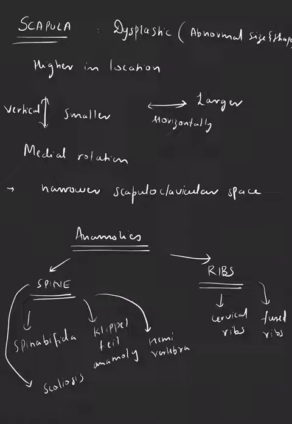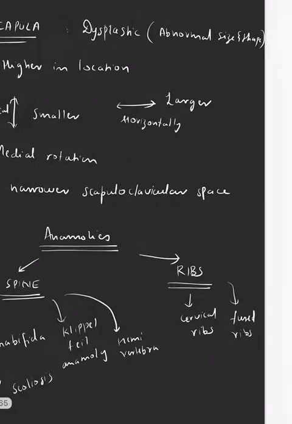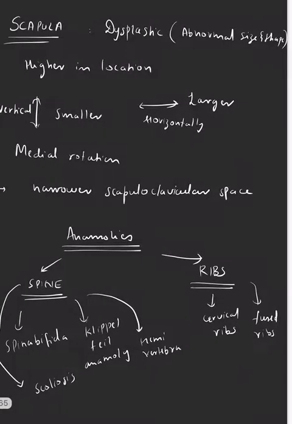This is what you'll have to write in your exam. Certain anomalies are seen along with this condition, like spina bifida, scoliosis, Klippel-Feil anomaly, hemivertebrae, and when we talk about rib abnormalities, cervical ribs and fused ribs. These are some anomalies associated with this condition. You can write it or you can just omit it also.